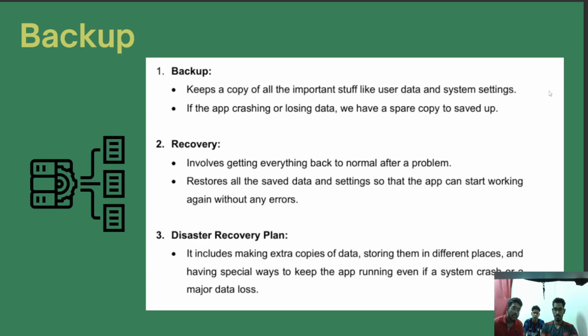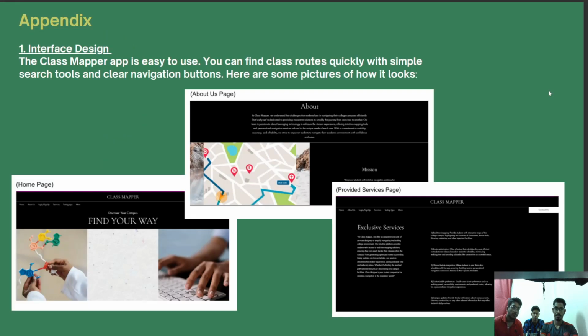And the last one is the disaster recovery plan. It includes making extra copies of data, storing them in different places, and having special ways to keep the app running even if there is a system crash or major data loss.